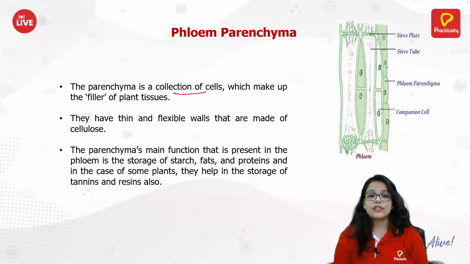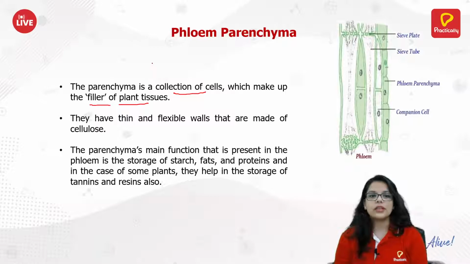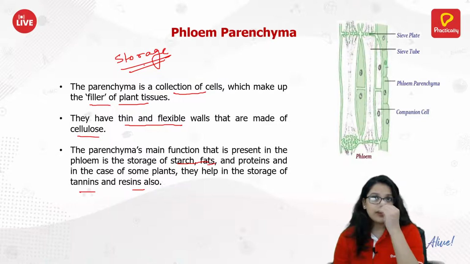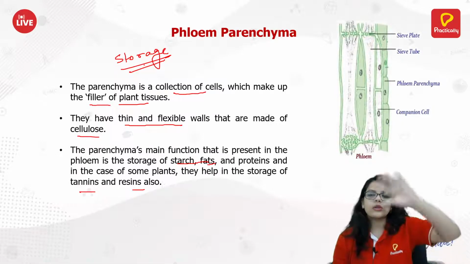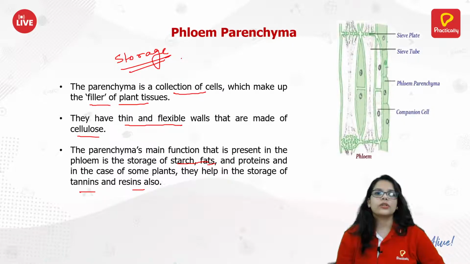Now phloem parenchyma. That is the collection of cells which make up the filler of the plant. Basically they don't have a lot of functions, but these are the filler ones. They have thin and flexible walls made up of cellulose, and the main function is storage of fats, starch, proteins, tannins and resins. There's no translocation, that all happens from the tube. Companion cells do all the metabolic activities, and parenchyma here does the storage of food.